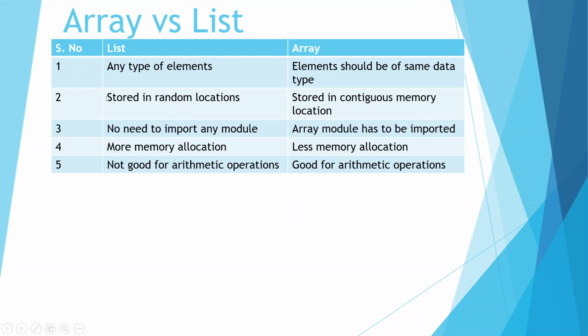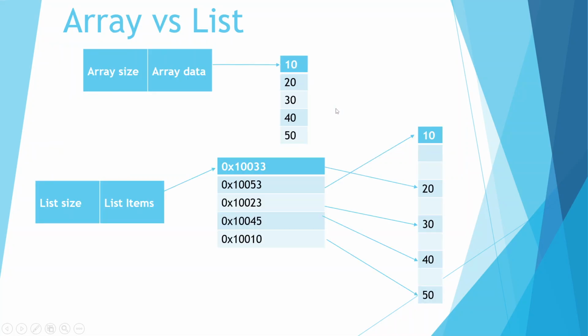See this one: a list is stored in random locations, but an array is stored in contiguous memory locations. See this here. This is an array, and this is a list. If you see the list, this is a list of 5 different values.